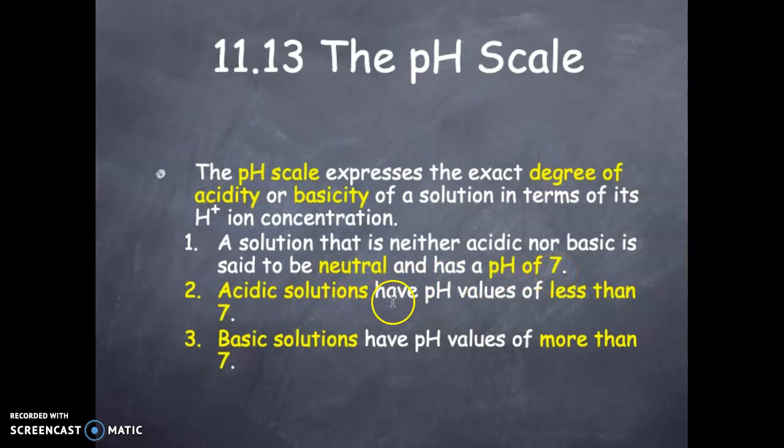A solution that has a pH value less than 7 is an acidic solution. A pH of 6, 5, 4.5, etc., are acidic solutions. And the smaller the number, the stronger the acidity. On the other hand, basic solutions have a pH value of more than 7: 7.5, 8, 9, 10. The higher the number, the greater the basicity of the solution.